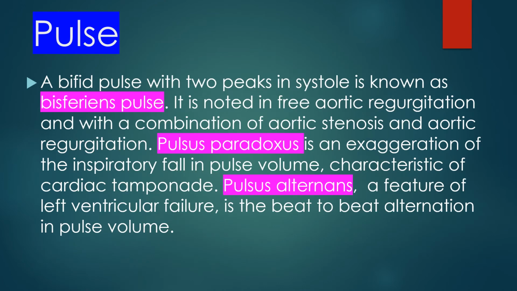A bifid pulse with two peaks in systole is known as Bisferiens pulse. It is noted in free aortic regurgitation and with a combination of aortic stenosis and regurgitation. Pulsus paradoxus is an exaggeration of the inspiratory fall in pulse volume characteristic of cardiac tamponade. Pulsus alternans, a feature of left ventricular failure, is the beat-to-beat alternation in pulse volume.